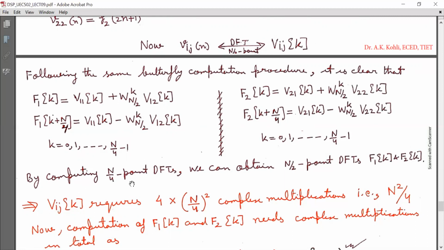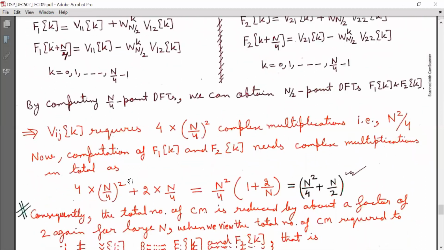By computing n by 4 point DFT, we can obtain n by 2 point DFT, F1k and F2k. So it is a sort of divide and conquer approach. We are reducing a larger DFT to the smaller DFTs.